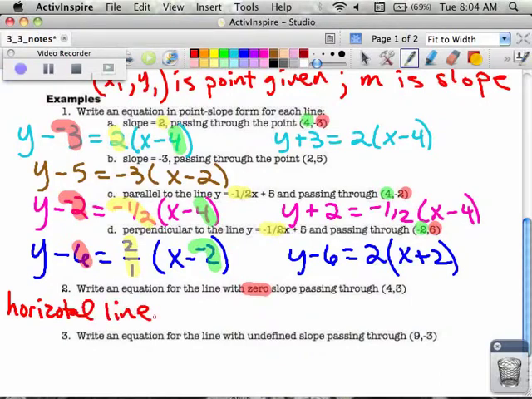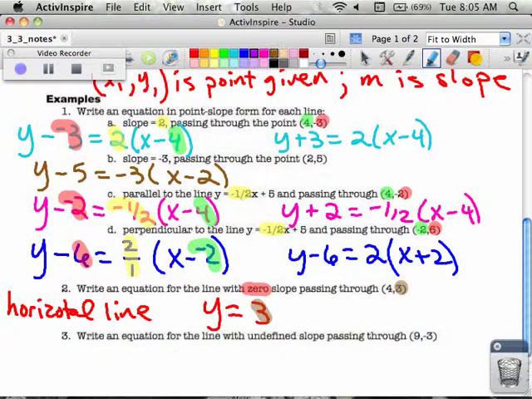And horizontal lines are always in the form y equals something. And it's super simple once you see it. It's always whatever the y value is. So y equals just looks at the number 3 and puts it there. So whenever you see zero slope, it's always y equals a number, and it's always whatever the y number is from the point.